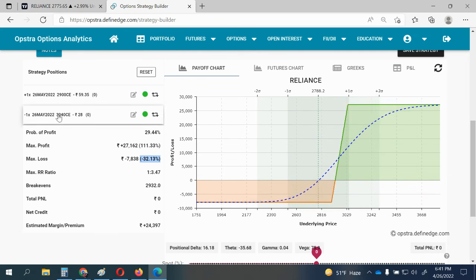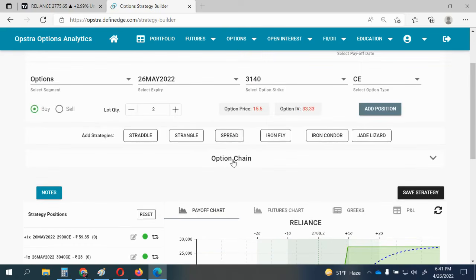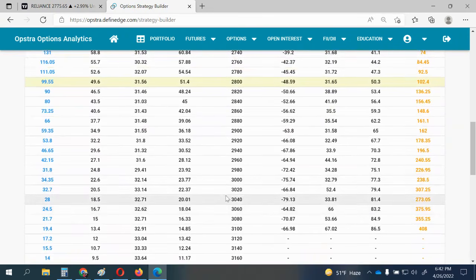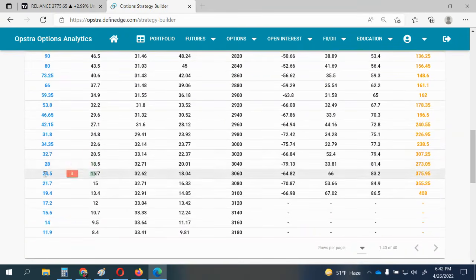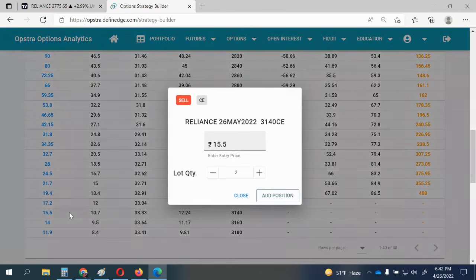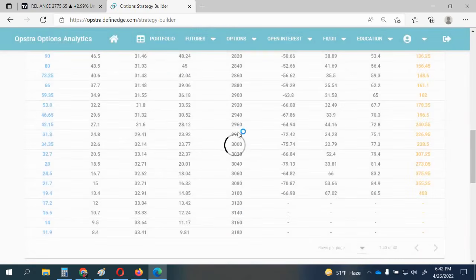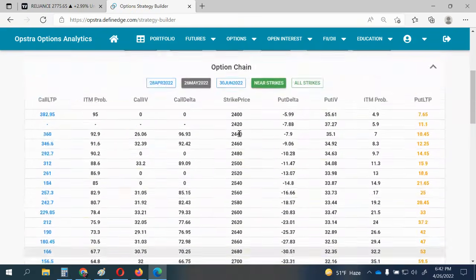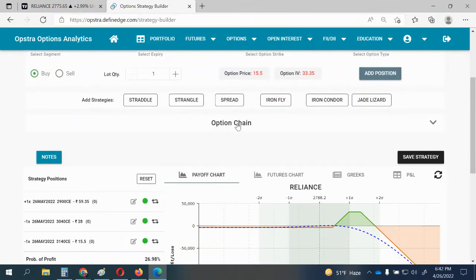Simple thing. 3040, I'll go to the option chain, right? 3040. So where is that? 3040. What I'll try to do is go to 3 to 4 strikes. I'll just try to sell one more in Reliance to mitigate my loss on the downside. When I sell one naked call, see what happens.